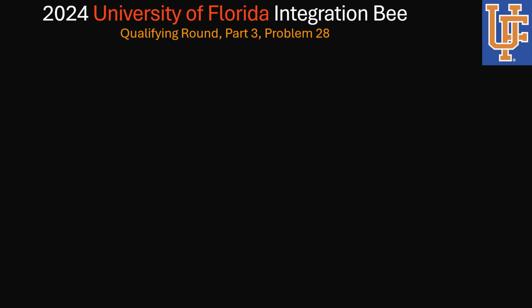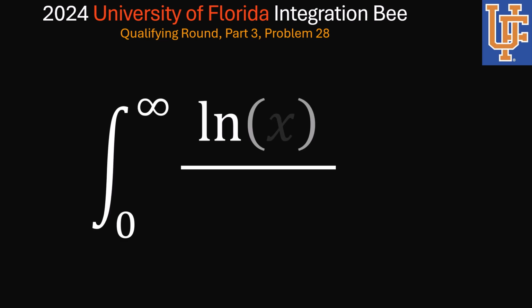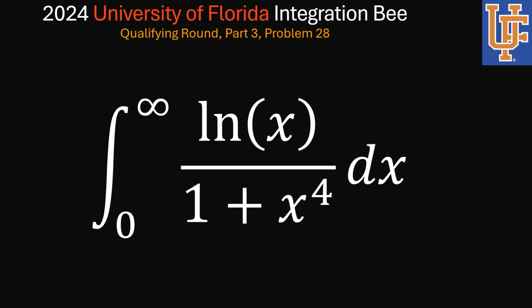Mathematics. Today we are on problem number 28 of the 2024 Universal Florida Integration Bee qualifying exams, and we'll be looking at the definite integral from x equals 0 to positive infinity of the natural logarithm of x over 1 plus x to the power 4. So this is a very interesting problem, and today the focus really is not on solving this problem, but on connecting a series to a constant.